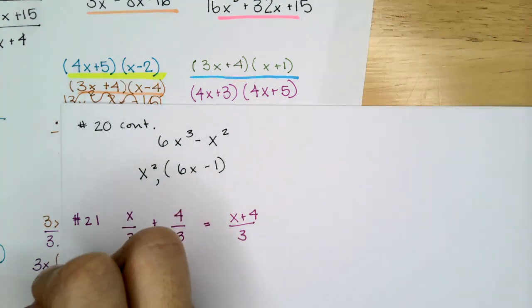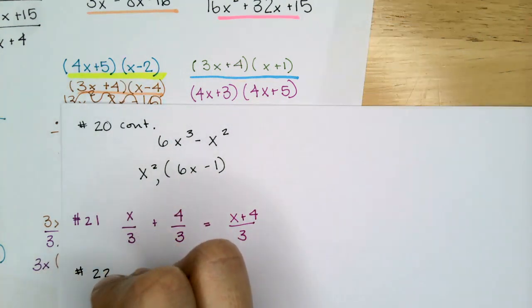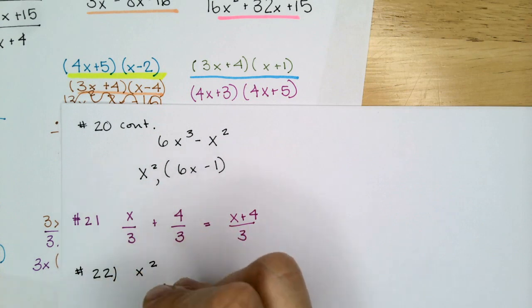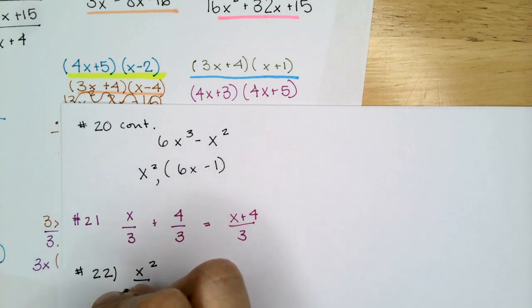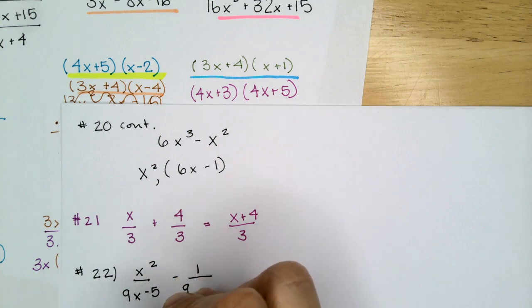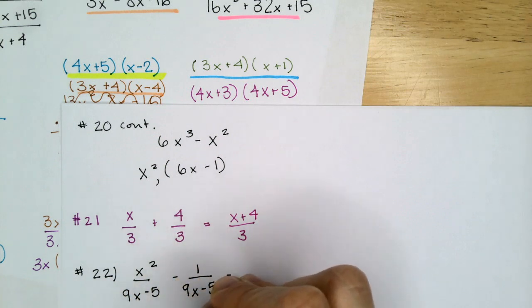22. We have x squared over 9x minus 5 minus 1 over 9x minus 5.